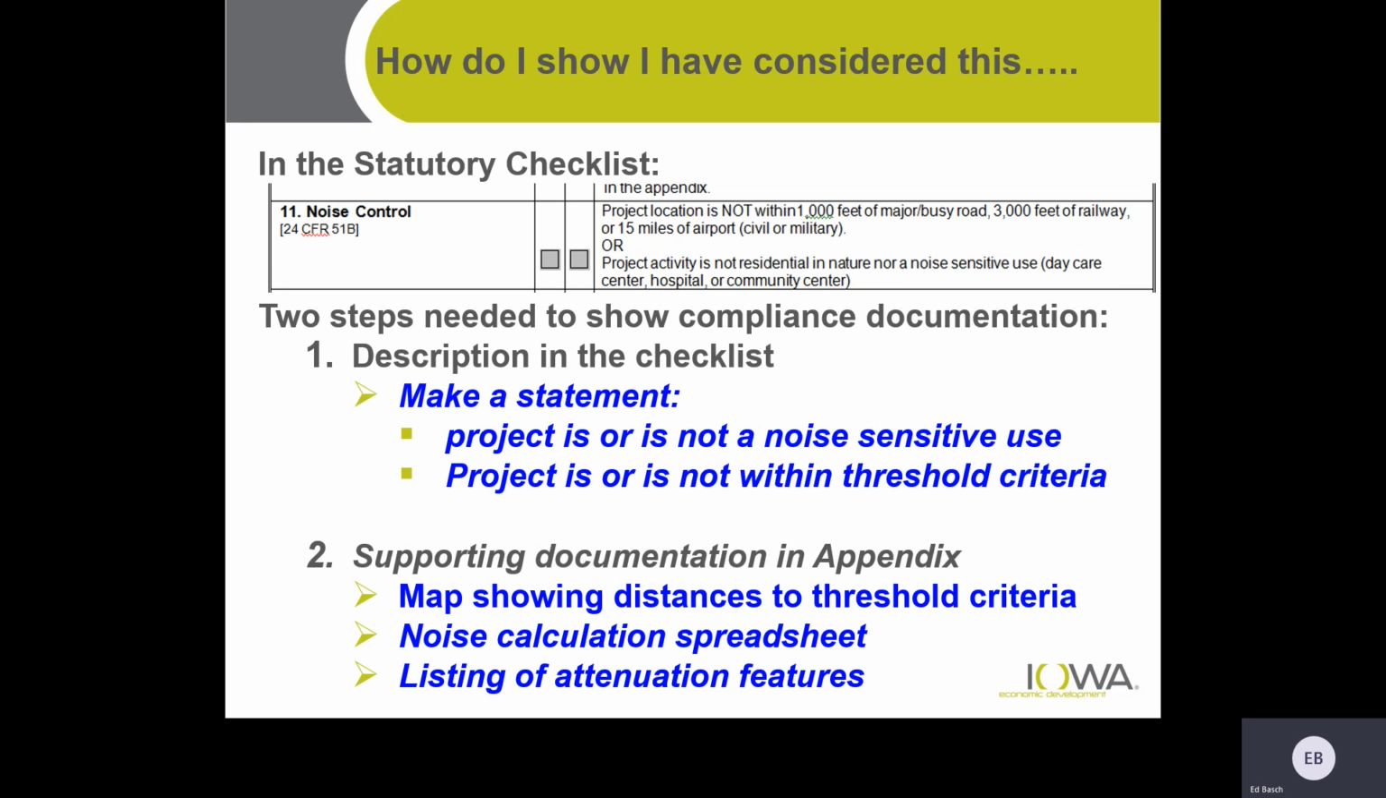All right, back to the checklist. Make a statement. It is or is not a noise sensitive use. And the project is or is not within the decibel threshold criteria. Map showing distances to the noise generator, from the project to the noise generator. Noise calculation spreadsheet, and a listing of any attenuation features that you made part of the project.